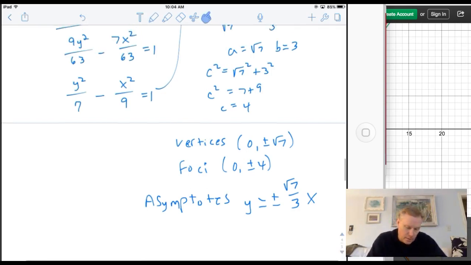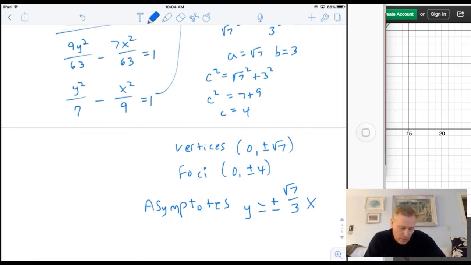Once again, the slope is the rise over the run. In this case, the rise is the square root of 7, what's under the y squared, and the run is what's under the x squared. Taking the square root of both of those, and that gives me my answer. And of course, that would have been a vertical hyperbola. All right, next.